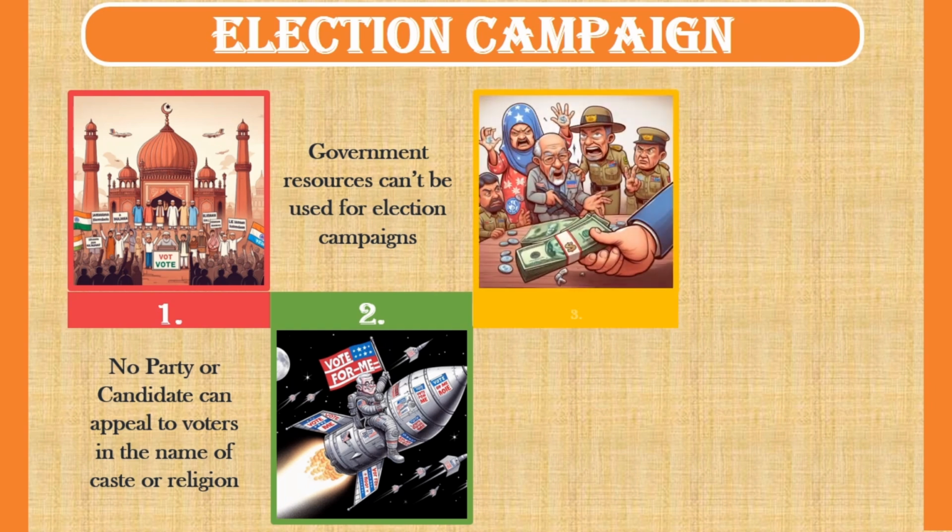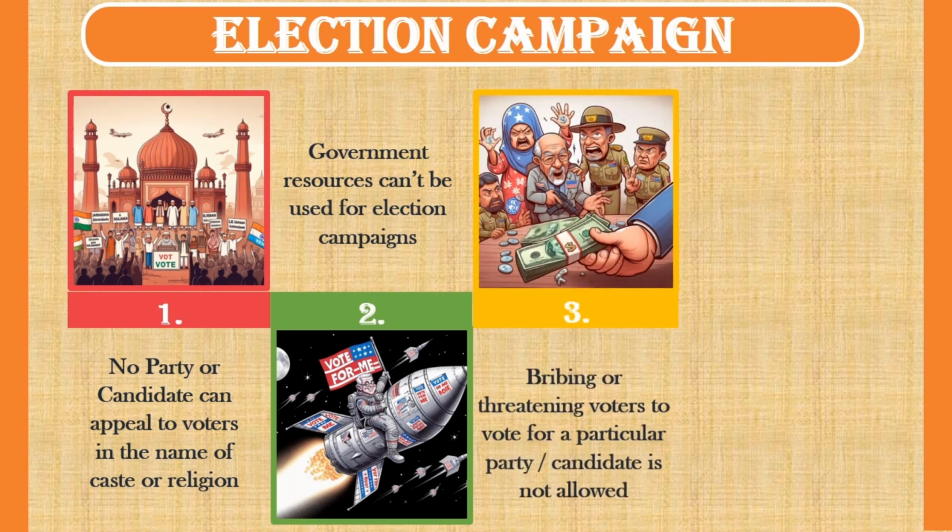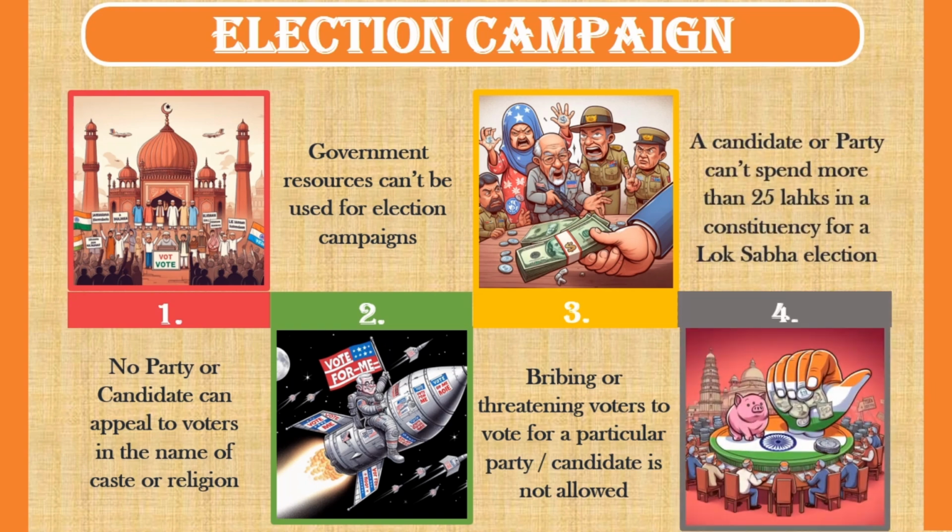Bribing or threatening voters to vote for a particular party candidate is not allowed. A candidate or party can't spend more than 25 lakhs in a constituency for a Lok Sabha election. This is to make sure that rich candidates don't have undue advantage in election campaign. The Election Commission has authority to take action against those parties or candidates which violate these rules.